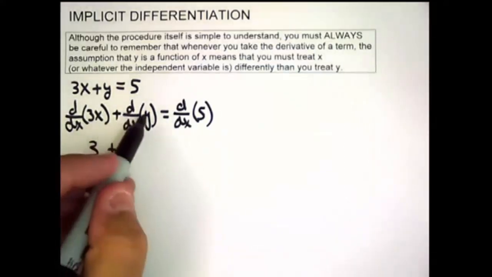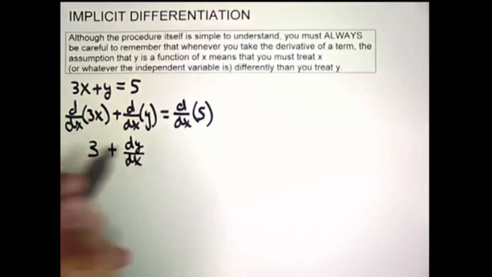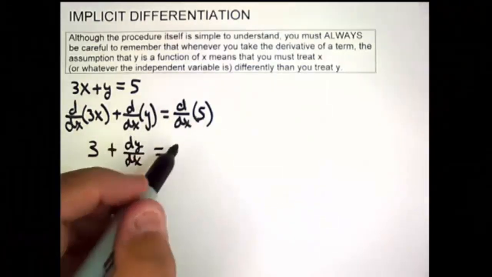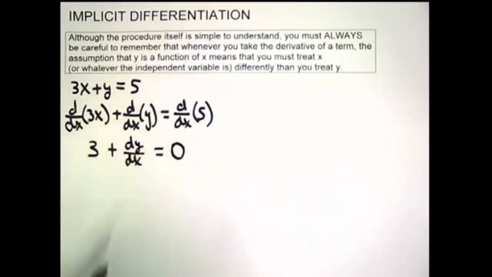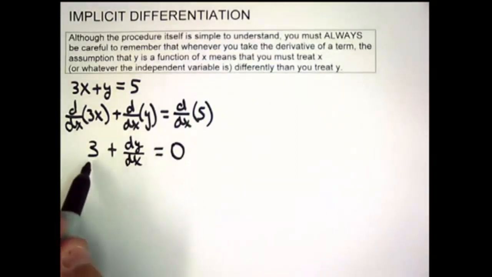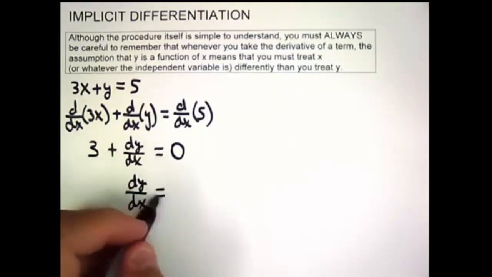The derivative of y with respect to x is what we're calling dy over dx. That's our symbol for it. And the derivative of any constant, in particular 5, is 0. And all we do now is take the 3 to the other side by subtracting 3 from both sides, and you get dy over dx is equal to negative 3.